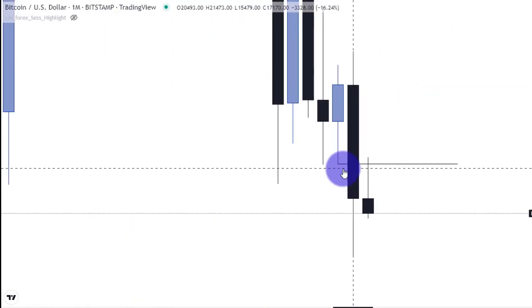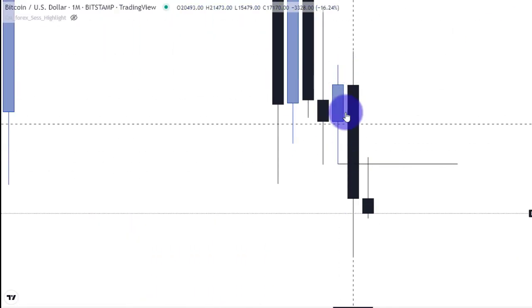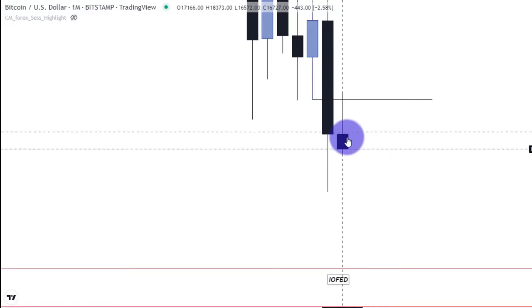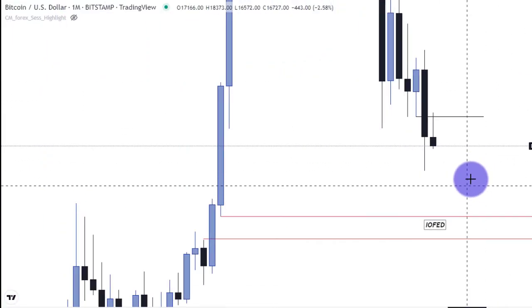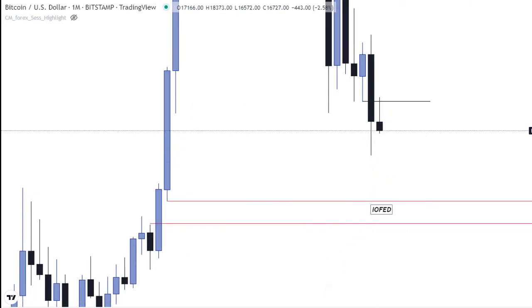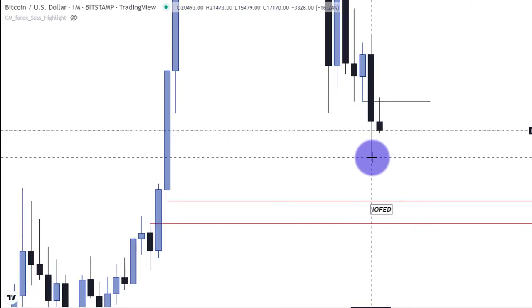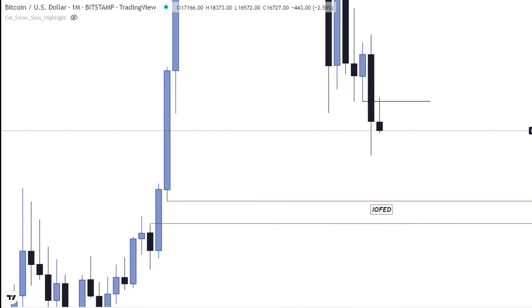Now price tapped into that old low, which is also a bearish order block, and we are now seeing the sell rejection. Price is actually heading to the downside. So where is price going to go? Price is going to take out this immediate sell side liquidity. Why is that?